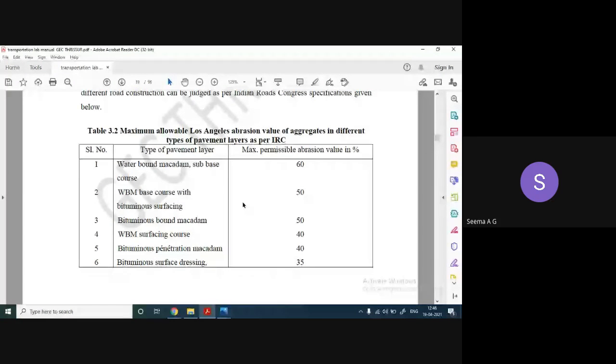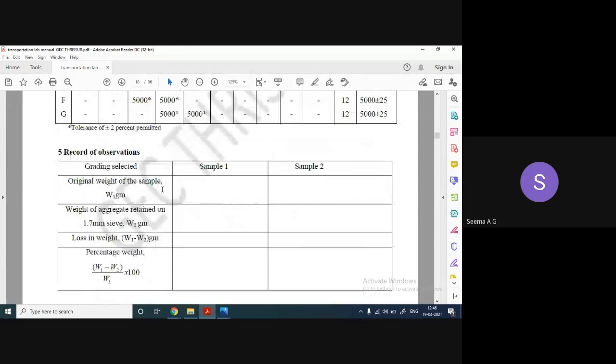This experiment is conducted mainly to find the abrasion resistance, mainly when the aggregates are used in the wearing course. So the abrasion value can be found out, and that can be checked with the IRC specifications. This is the table for the record of observations: original weight of the sample, weight of the aggregate retained on the 1.7 mm IS sieve, loss of weight, then percentage of weight. The video is already shared, I think. Otherwise, we will share the video of the experiment in the Google Classroom.